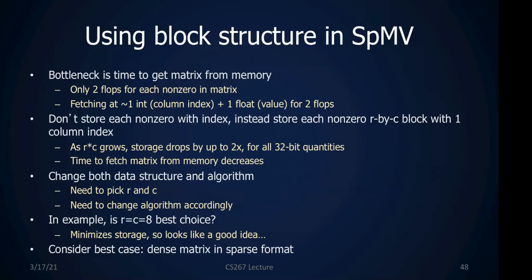So when we use this kind of block structure in SpMV, the bottleneck is really the time to get the matrix from memory. And we're doing only 2 flops for each one of these non-zeros.